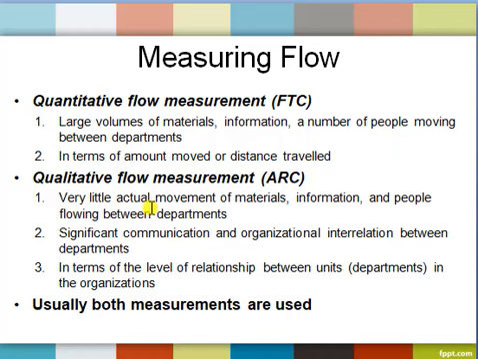For the qualitative method, you can use the activity relationship chart. The characteristic of this method is very little actual movement of material, information, and people flowing between departments. There is significant communication and organizational interrelationship between departments, in terms of the level of relationship between unit departments in the organization. And usually, in fact, we use both of them to create a facility plan.